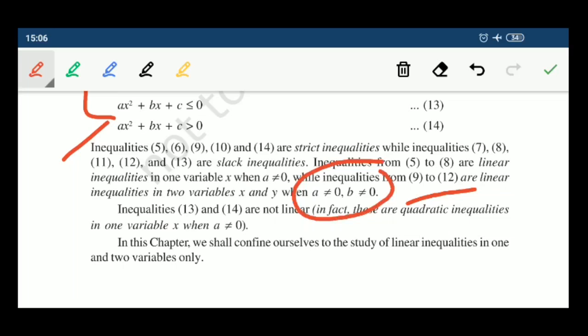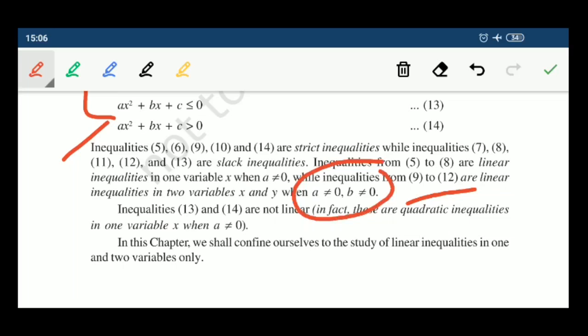Now we will start algebraic solution of the linear inequalities in one variable and their graphical representation. Once again, this topic is very important. You can see here some rules are given which are used during solving linear equations. First rule is equal number may be added or subtracted from both sides of an equation. And next rule is both sides of an equation may be multiplied or divided by the same non-zero number.